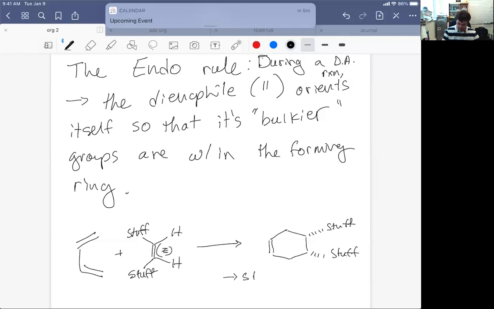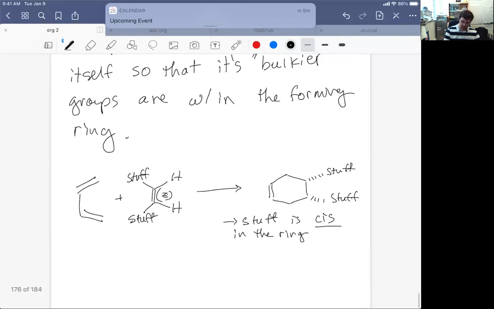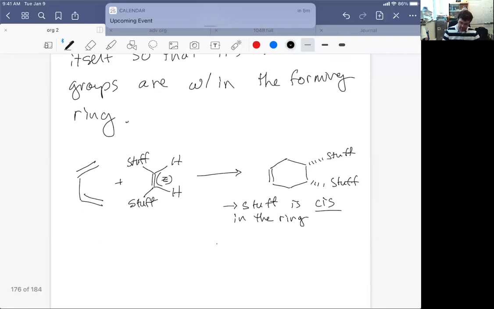So the stuff is first of all cis. Now I know it's cis in the alkene starting material. I'm going to go ahead and use Z there because cis here implies that it's on the same side of a ring that is formed. It's cis in the ring, but more importantly, it was positioned underneath the forming ring.